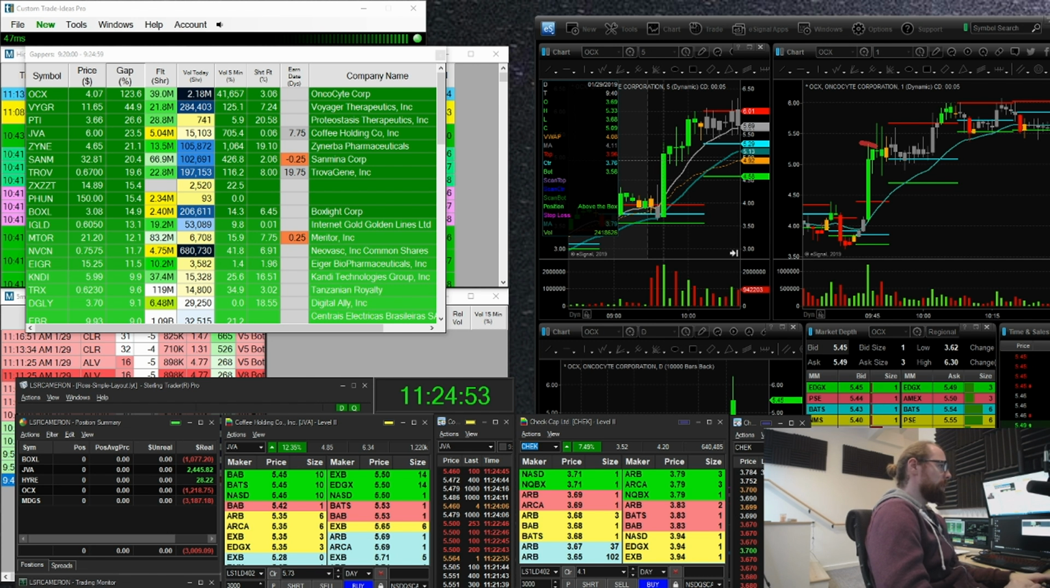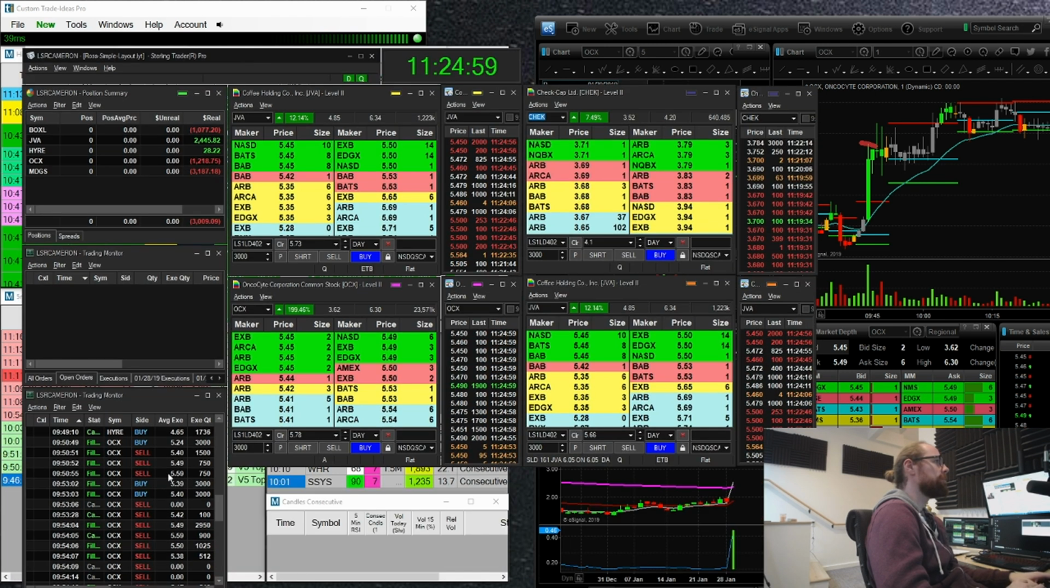So my trade on this one, this was a smaller one. I was in with only 3,000 shares at 524, but sold at 549, and made about $700 on that trade.